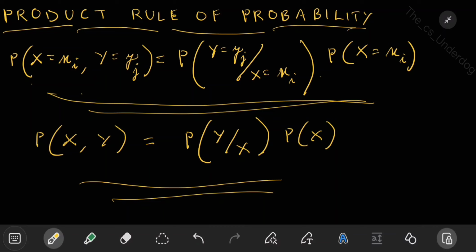So now you should be clear with the sum rule of probability and the product rule of probability. The next step is understanding Bayes' theorem.